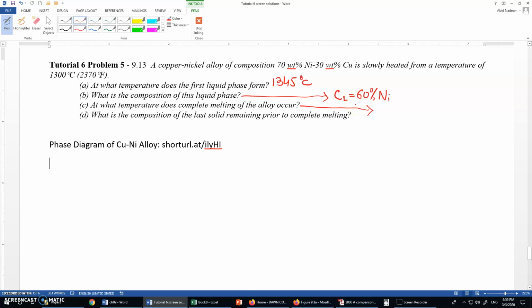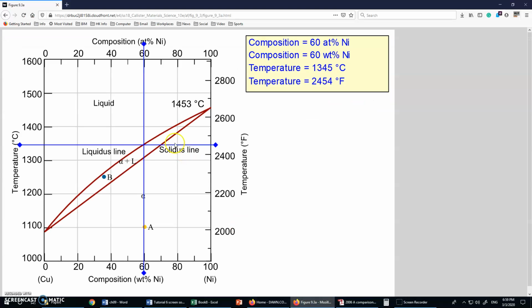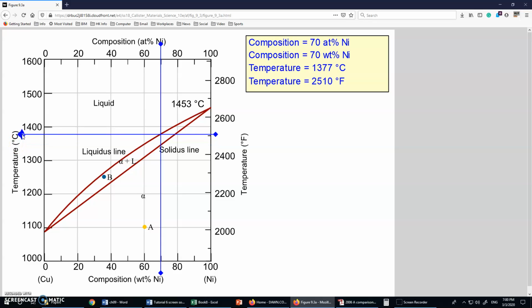Okay, at what temperature does complete melting of the alloy occur? So complete melting of the alloy will occur if we raise it. So let me bring it back to 70% first. Over here, 70%, and I will raise the temperature, and now it is meeting the liquidus line over here. Okay, so at this temperature it will completely melt into liquid.